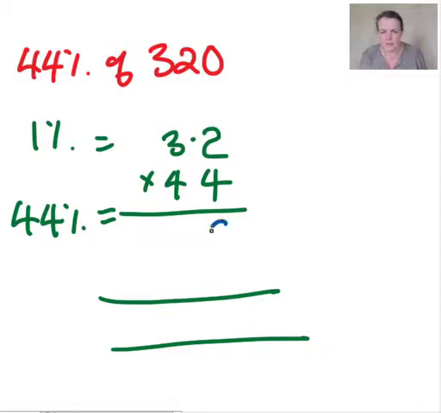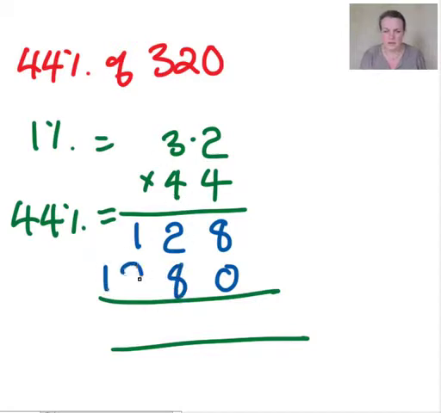2 times 4 is 8. 3 times 4 is 12. Keep your columns going, 0 down. 4 times 2 is 8. 3 times 4 is 12. Add them up. 8, 10, carry 1, 1, 2, 3, 4, 1. How many numbers after the decimal point? Just 1. So bounce in once.